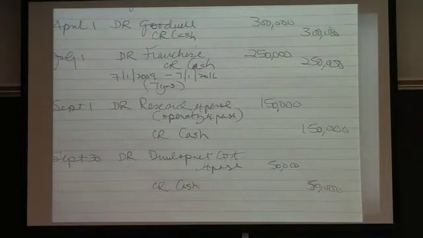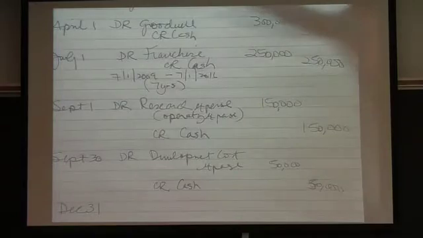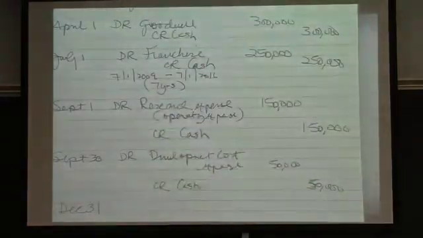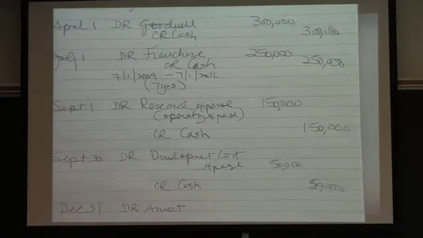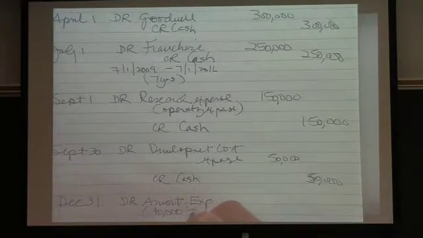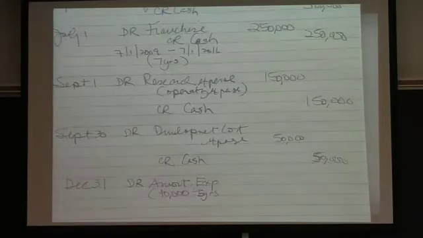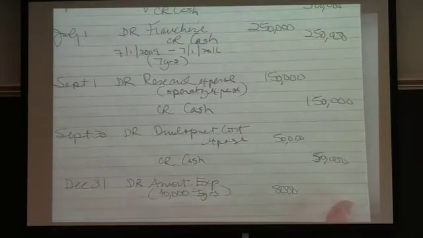Now, on December 31st, we're asked to record the amortization. So why don't we do that? So first of all, we've got a couple of assets. We've got patent, 5 years. So debit amortization expense. I'm going to short form that to AMORT expense. And that is $40,000 divided by 5 years, because we bought it on January the 2nd, we've got the entire full year of amortization. So that's $8,000. Now, goodwill.